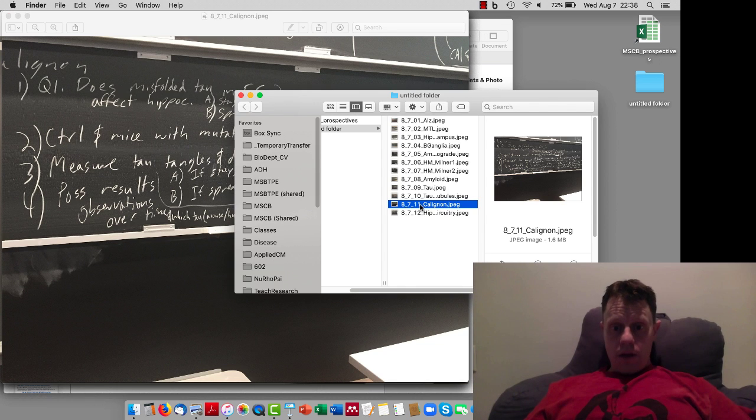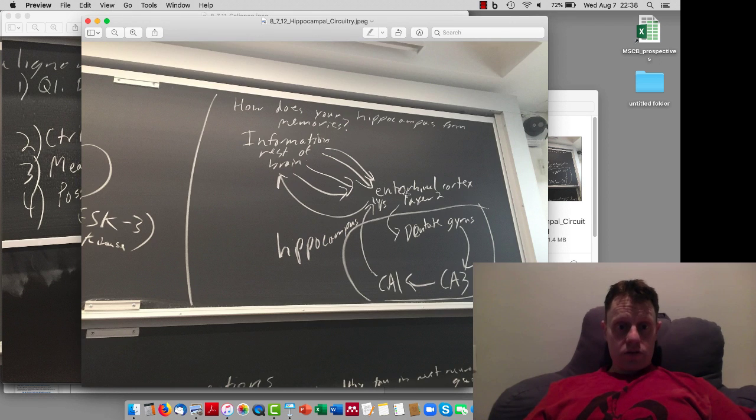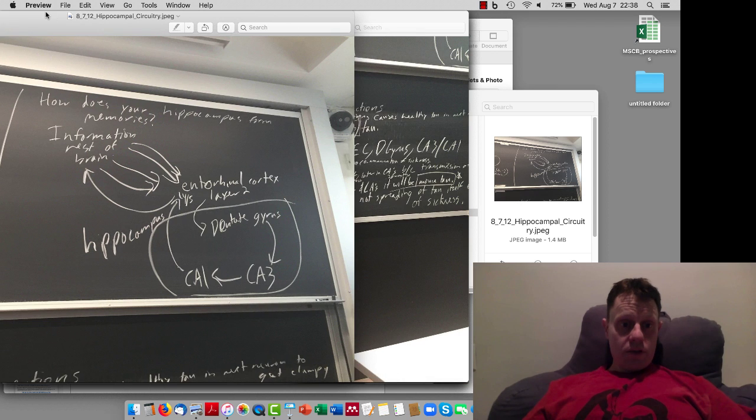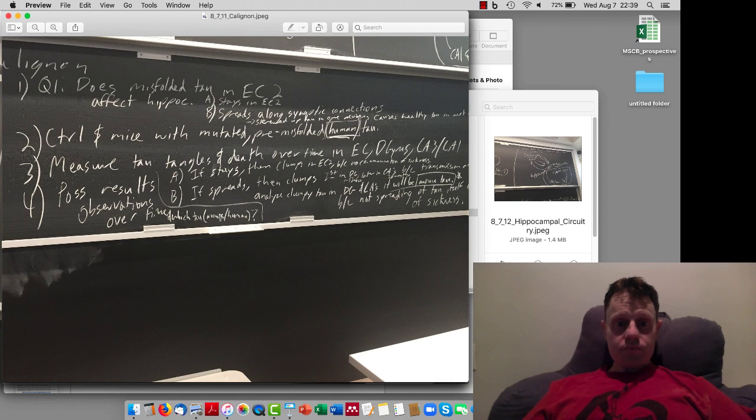Actually, as a side note, we talked about the circuitry of the hippocampus. So information comes in from the rest of the brain, first to entorhinal cortex, then to the dentate gyrus, then to the CA3 and CA1 of the hippocampus, and then back out. So the hippocampus is the dentate gyrus and CA3 and CA1.